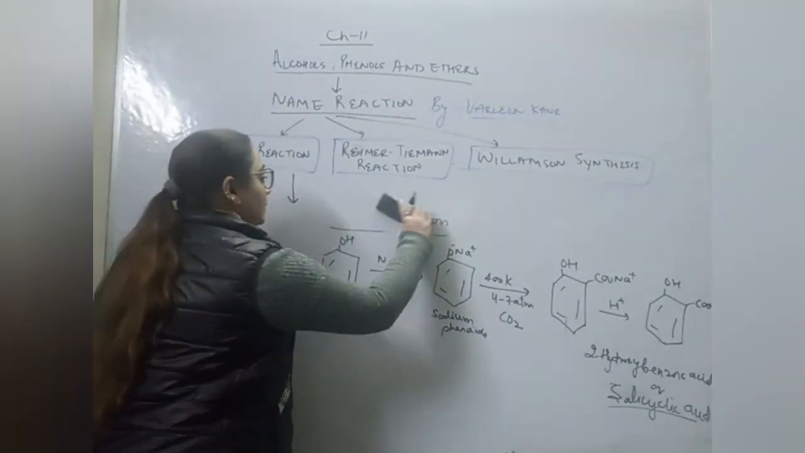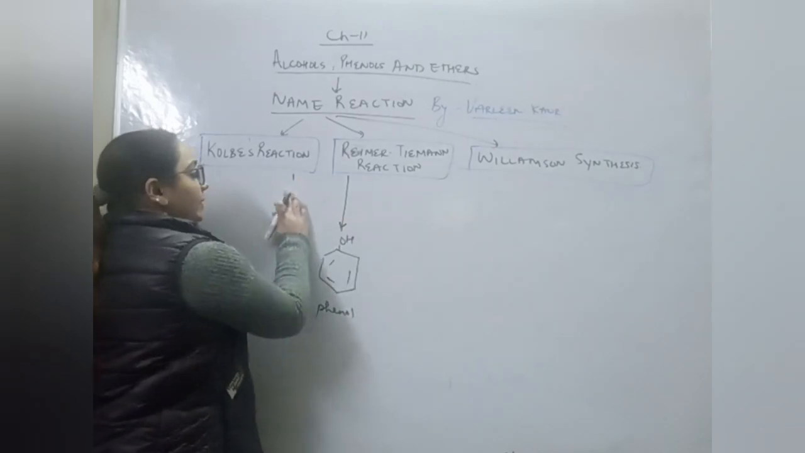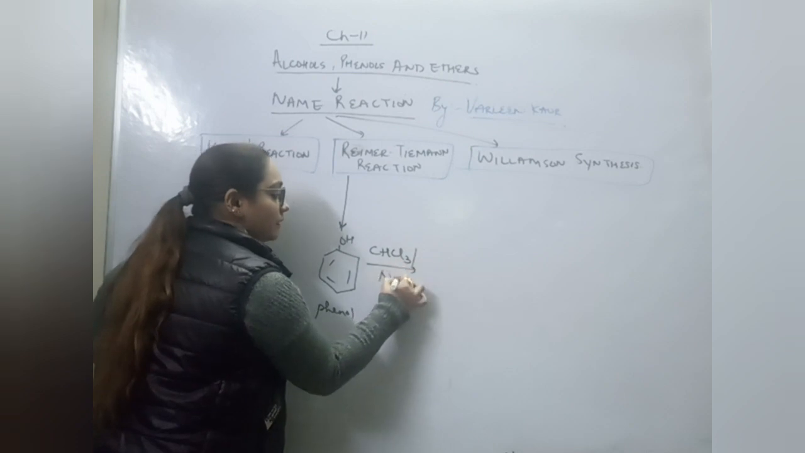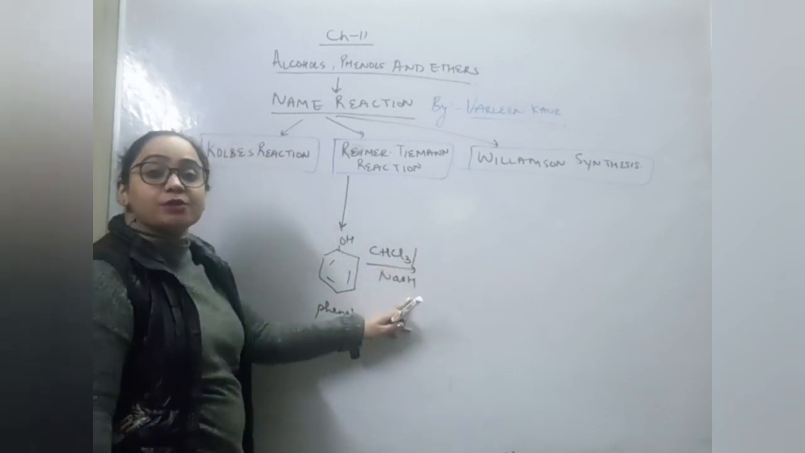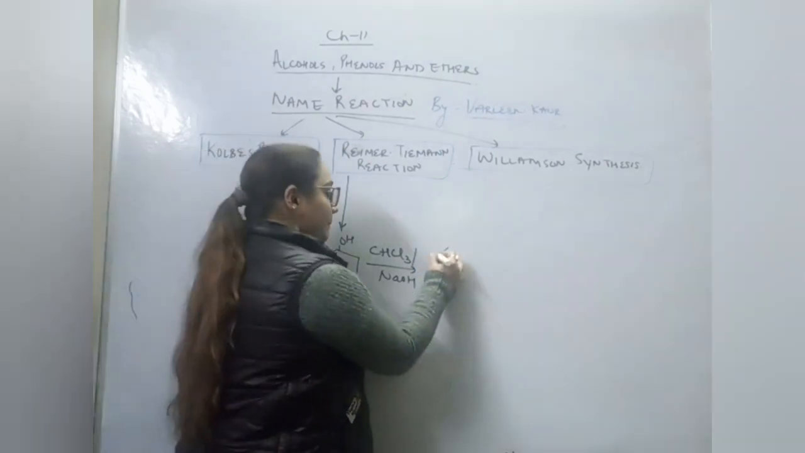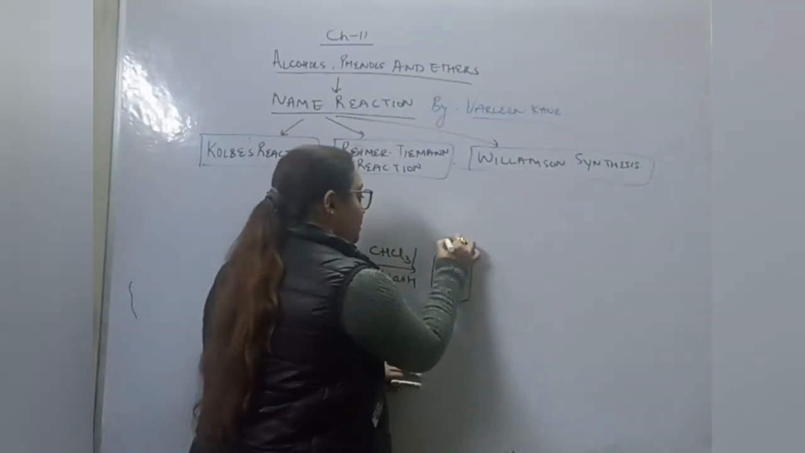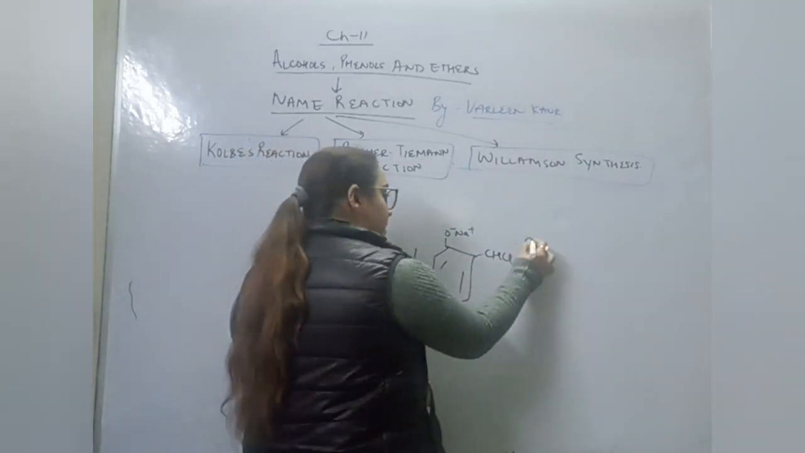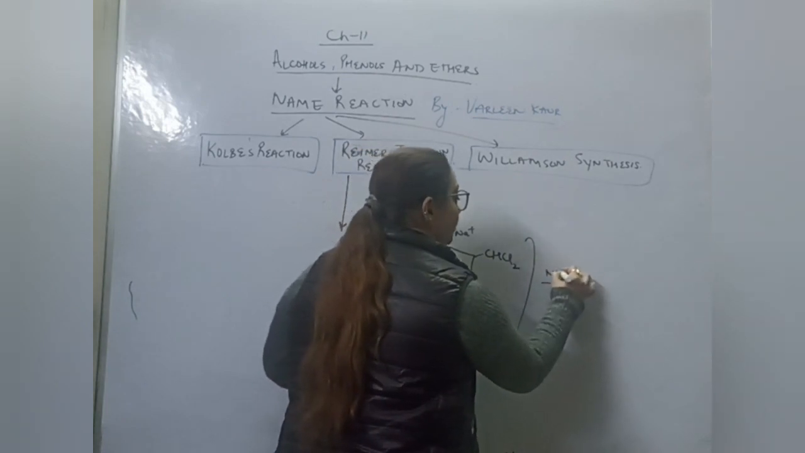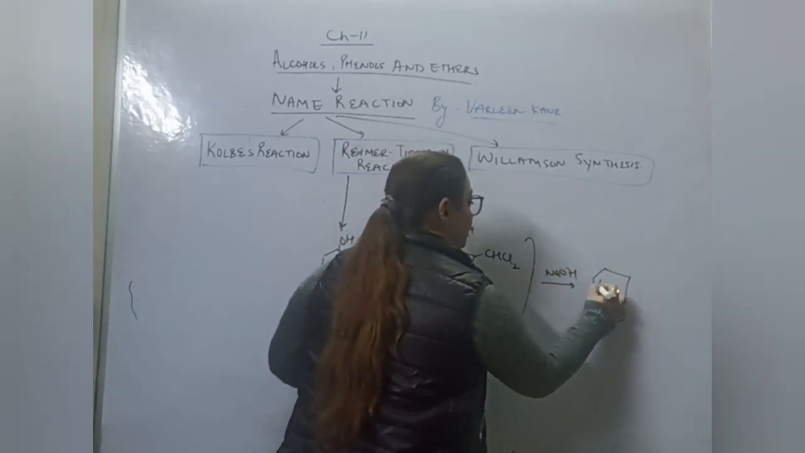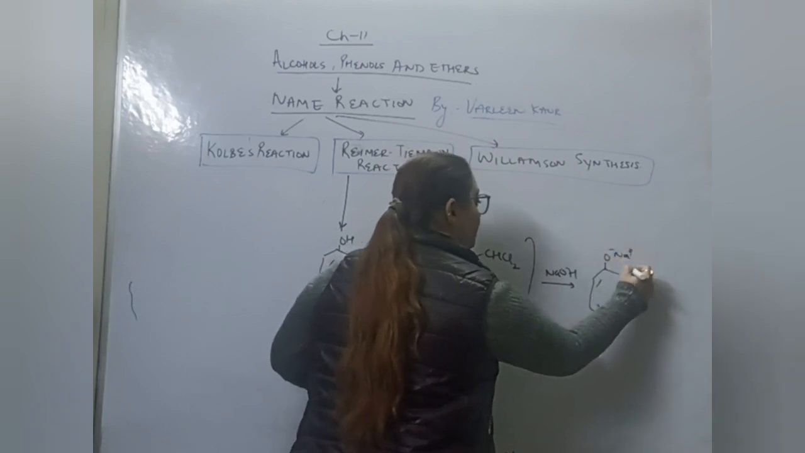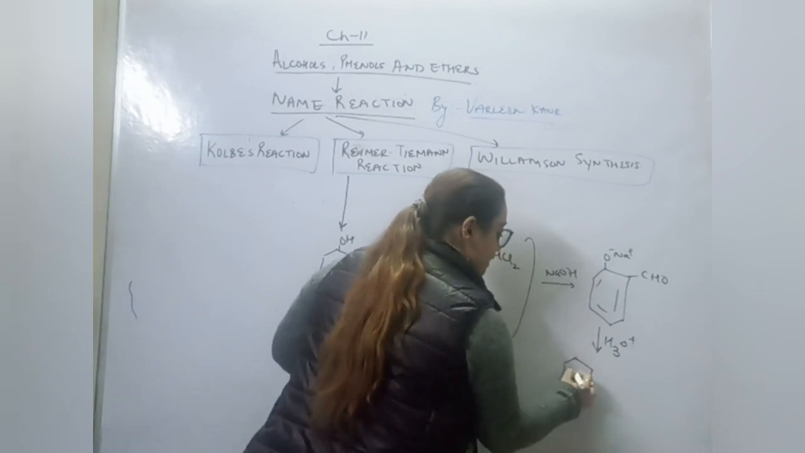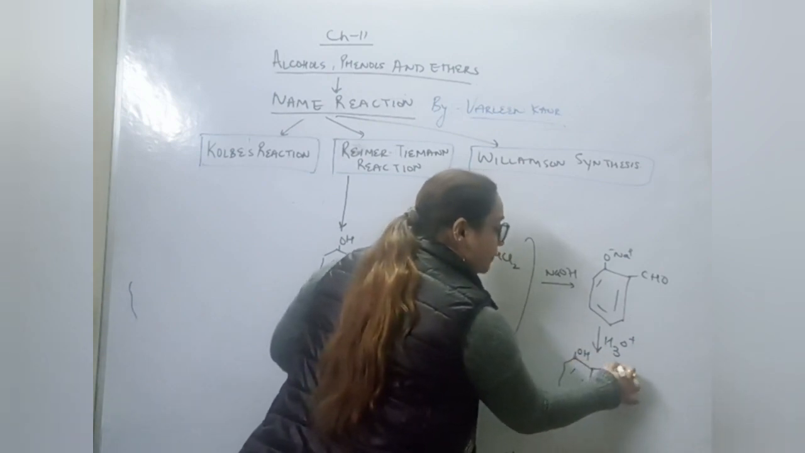In a similar manner, we have the Reimer-Tiemann reaction. Just see. In Reimer-Tiemann reaction, this phenol is treated with CHCl3 in the presence of NaOH, this is known as chloroform, and we get one intermediate between them, CHCl2. Again, this is the intermediate. Again, on treating with NaOH, it will give CHO, and on hydrolysis, it will give us aldehyde at the first position.